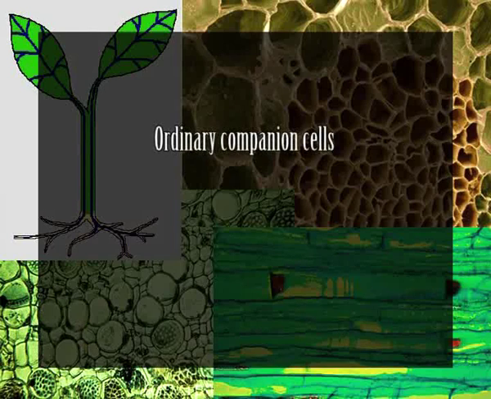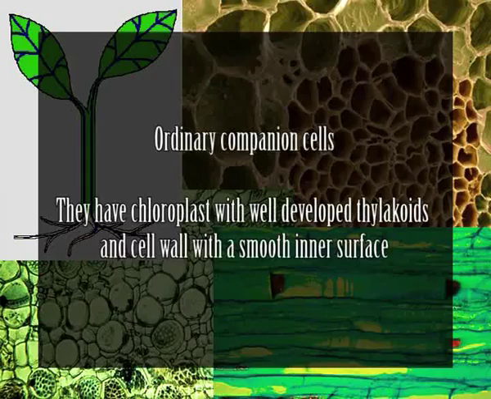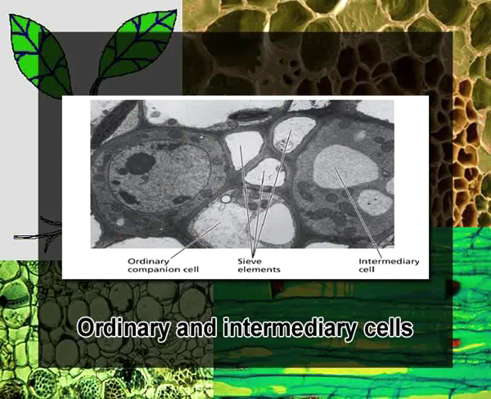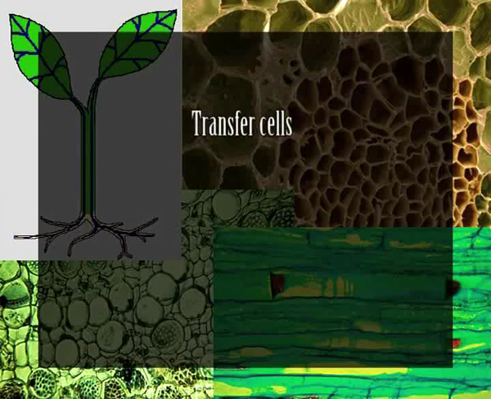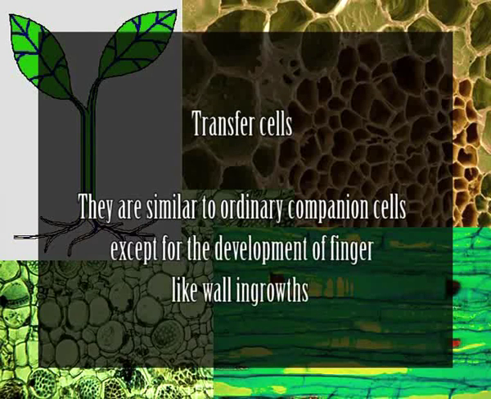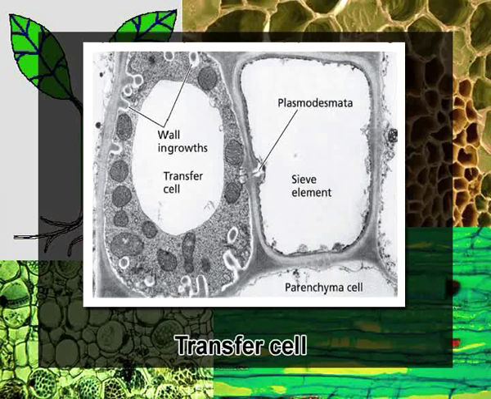Now, ordinary companion cells. They have chloroplasts with well-developed thylakoids and cell wall with smooth inner surface. Few plasmodesmata connect this type of companion cell to the surrounding cells except its own sieve element. As a result, the symplast of the sieve element and its companion cell is relatively isolated from that of surrounding cells. Transfer cells. They are similar to ordinary companion cells except for the development of finger-like wall ingrowths, particularly on the cell walls that face away from the sieve element.